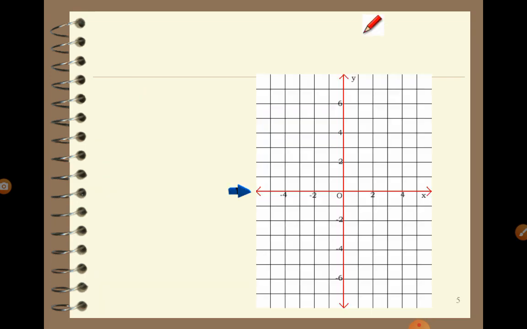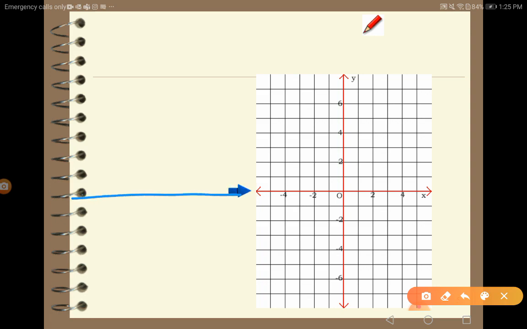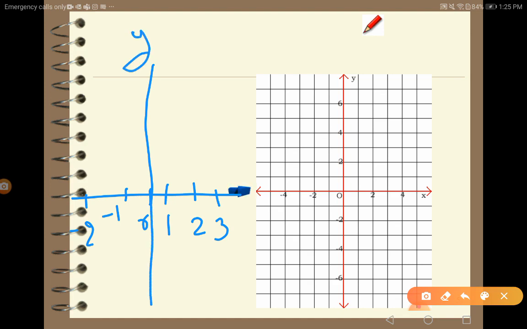Now we have the horizontal number line which is called the x-axis. As you remember the number line 0, 1, 2, as we are moving forward we are moving to the positive numbers, and as we go backward we are moving to the negative numbers. And the second number line is called the y-axis. So we have the x-axis, the horizontal, and the vertical is the y-axis. Also as I move up I'm moving to the positive numbers, and as you move down you are moving to the negative numbers.